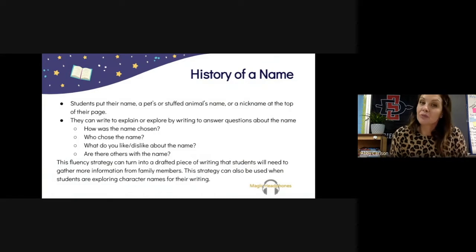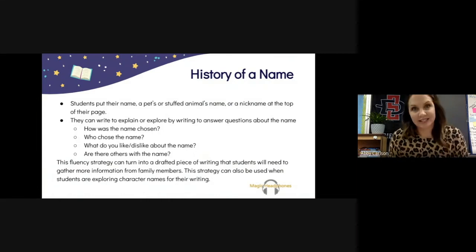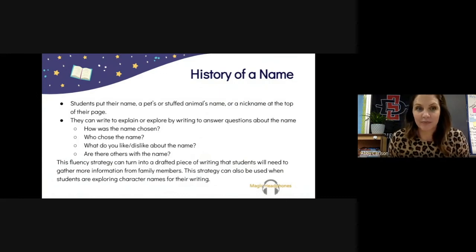Then the writing is they can write to explain or explore by answering some of these questions. How was the name chosen? Who chose the name? What do you like or dislike about the name? Are there others with this name? This fluency strategy can turn into a drafted piece of writing that students will need to gather more information from maybe family members. This strategy can also be used when students are exploring character names for their writing.